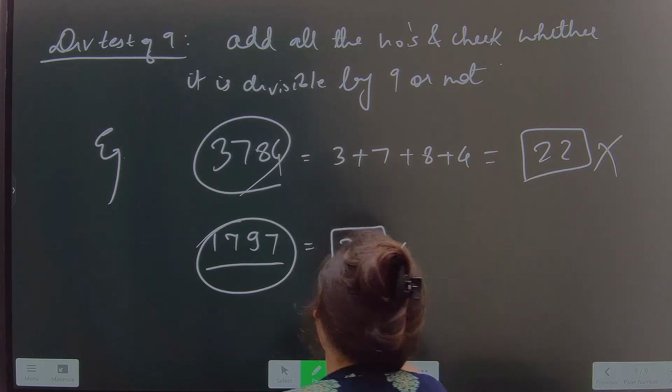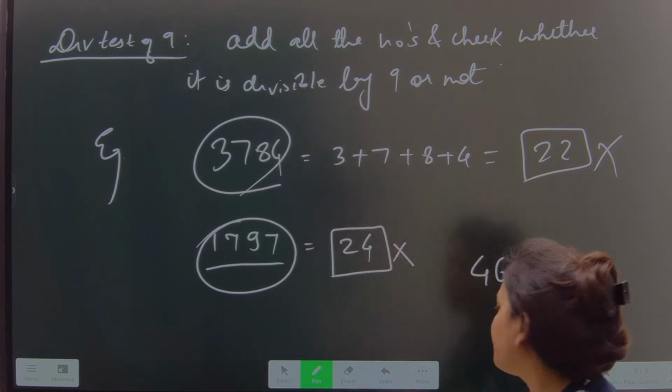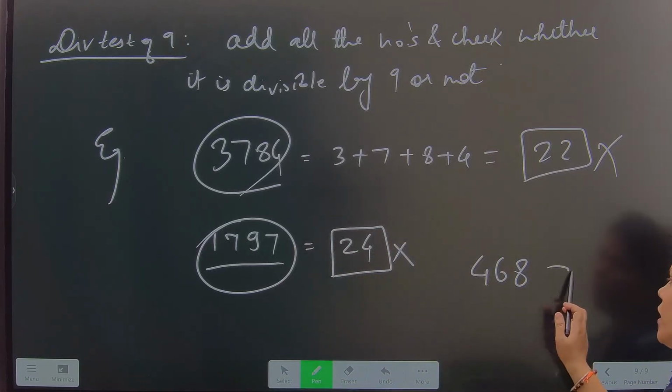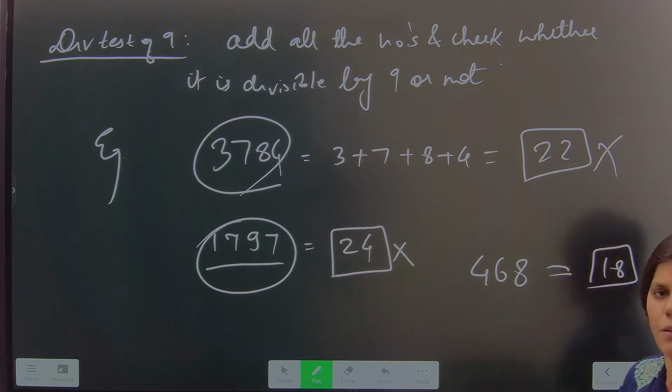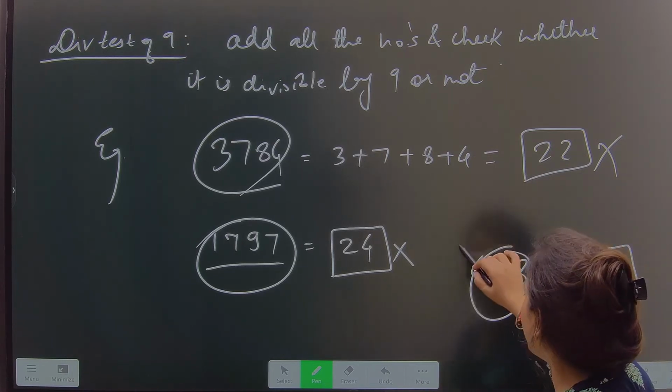Okay, let us take another example, 468. Just add these numbers. 4 plus 6, 10, 10 plus 8, 18. So does 18 come in 9's table? Yes. So 468 is divisible by 9.